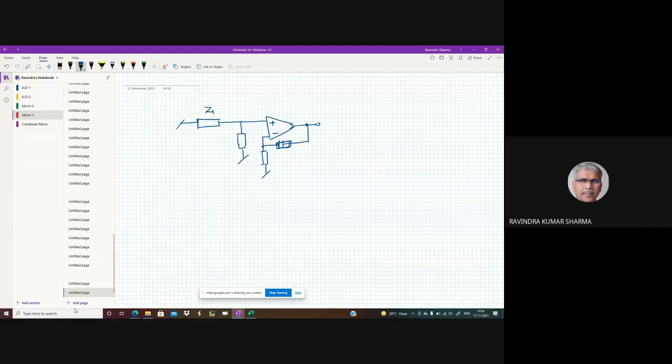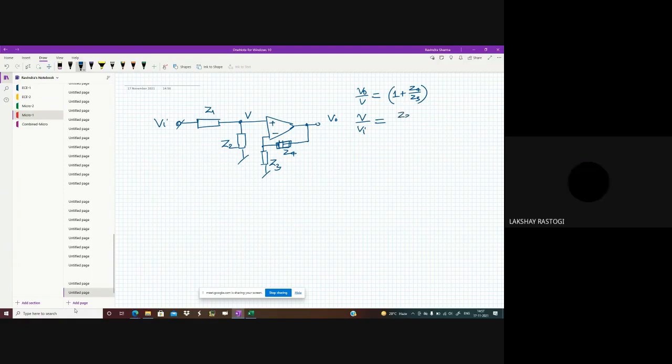ठीक है, naming this as Z1, Z2, this as Z3 and Z4. I ask you to find out VO by VI. यहाँ पर V मान लो. सबसे पहले निकालो VO by V. What will be VO by V? 1 plus Z4 by Z3. Is that okay? Yes, sir. Then what will be V by VI? V by VI will be Z2 upon Z1 by Z.